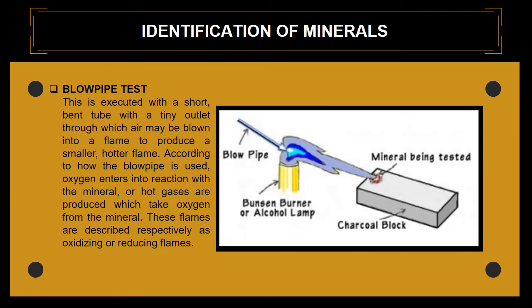So, next we have the blowpipe test. This is executed with a short bent tube with a tiny outlet, through which air may be blown into a flame to produce a smaller, hotter flame. According to how the blowpipe is used, oxygen enters into reaction with the mineral, or hot gases are produced which take oxygen from the mineral. These flames are described respectively as oxidizing or reducing flames. So, oxidizing and reducing flames.